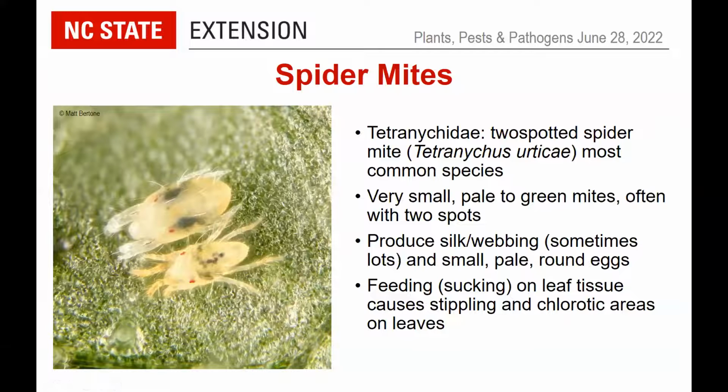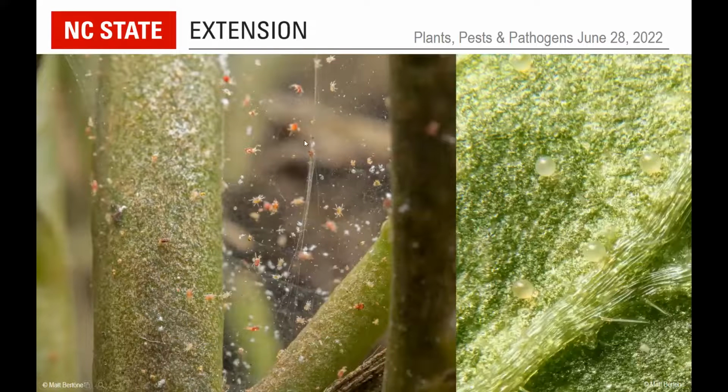Now, a common pest of a lot of plants, including tomatoes, is spider mites. Typically, two-spotted spider mite is the most common. Very small, pale to green mites, often with these 2 spots. They do produce silk and webbing, sometimes a lot, and small, pale, round eggs. And again, they're a sucking type arthropod. The feeding on the leaf tissue causes stippling and chlorotic areas on the leaves. In high densities, in certain conditions, especially dry conditions, they can create a lot of webbing everywhere.